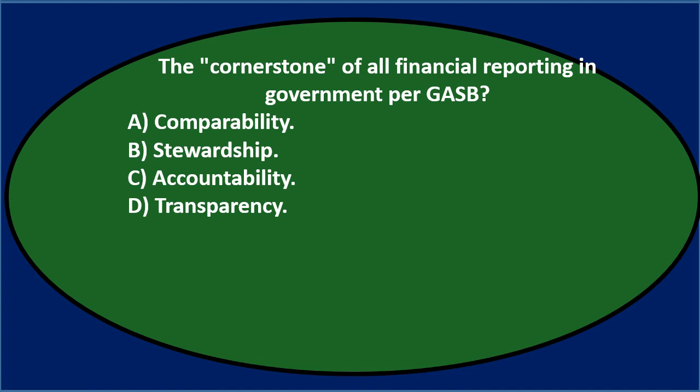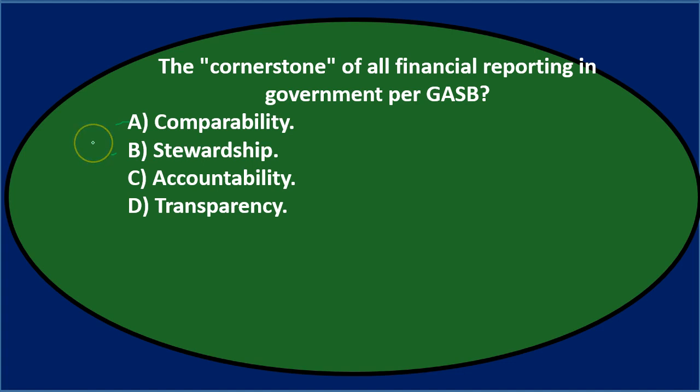First question: the cornerstone of all financial reporting in government per GASB is A, comparability, B, stewardship, C, accountability, or D, transparency. Let's go through this again using the process of elimination. The cornerstone of all financial reporting in government per GASB. As we go through these, they all look like reasonable goals for financial statements.